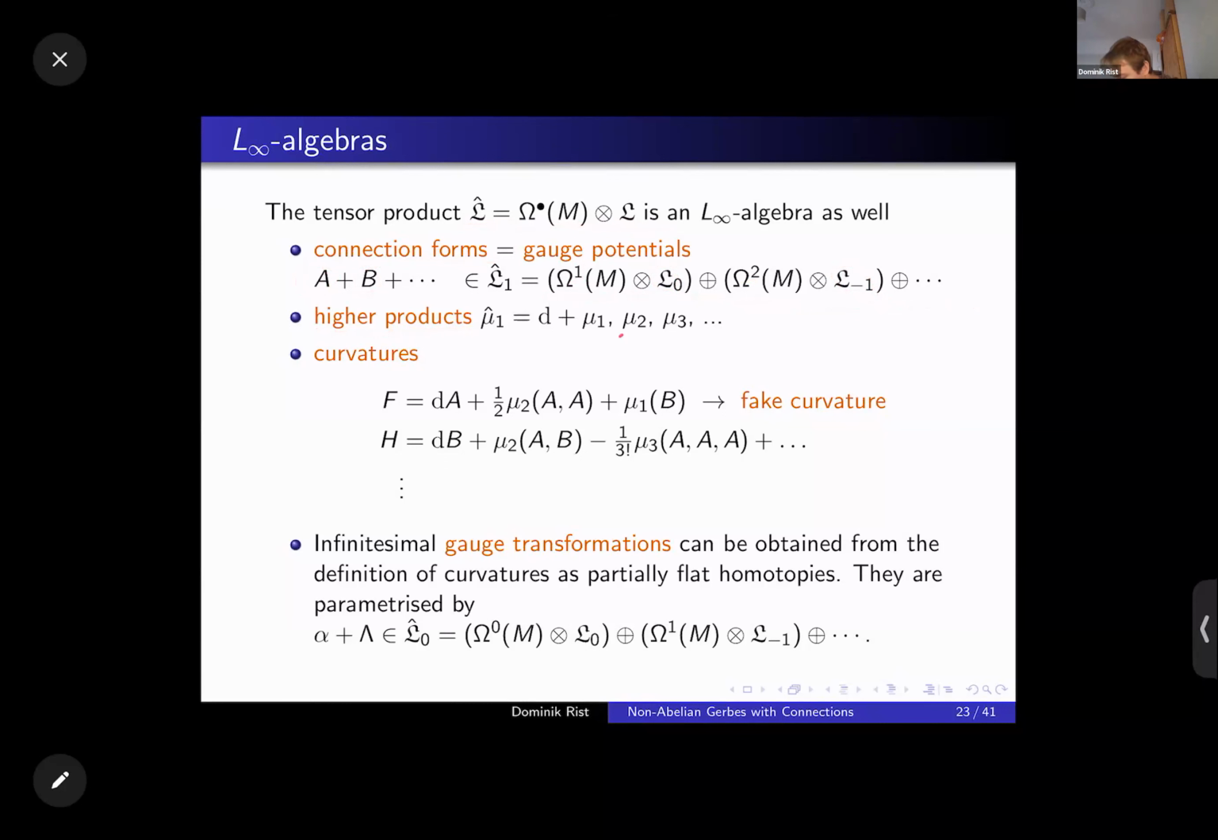The higher products are obtained very easily. Mu2 hat is just, let me very briefly sketch, mu2 composed with a wedge of tensor products, and mu3 hat is then just mu3 and so on. The only contribution comes into mu1 hat, where you combine the de Rham differential d on this complex with mu1, and that's what gives me the mu1 map on this space. So this describes for you this L-infinity algebra L hat.